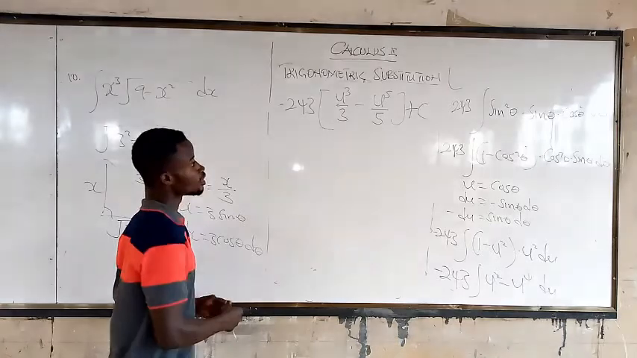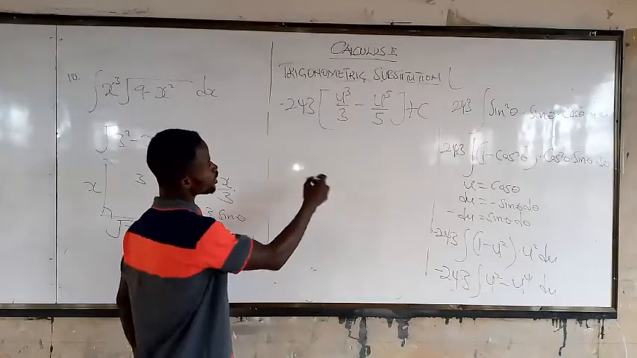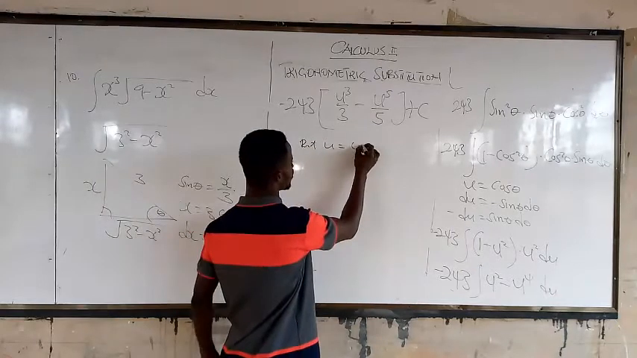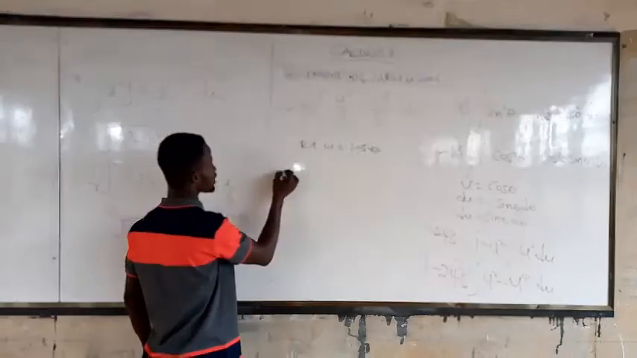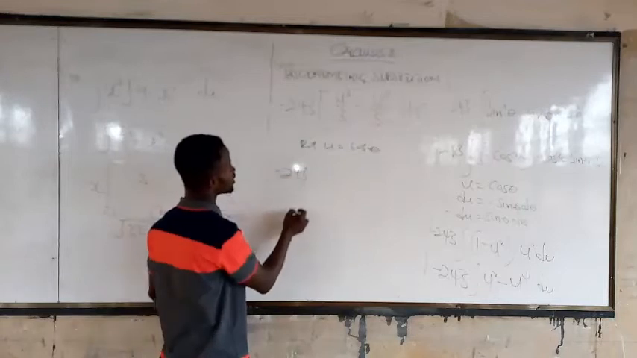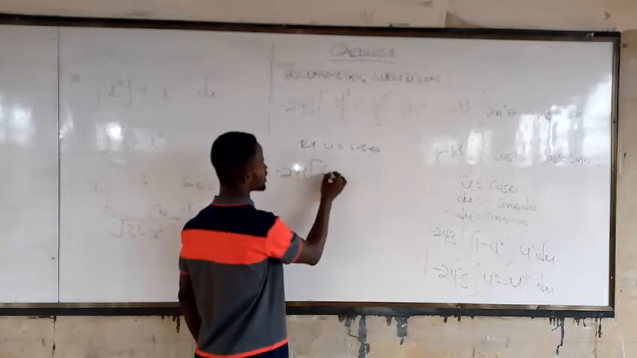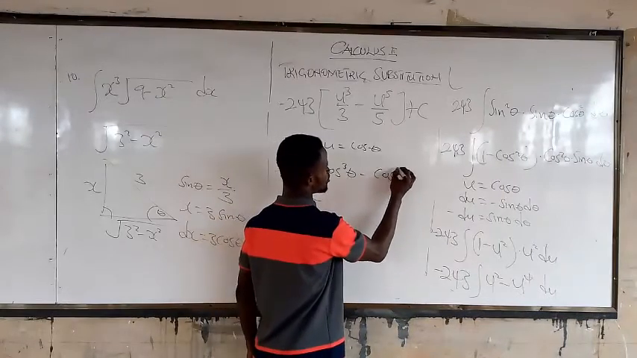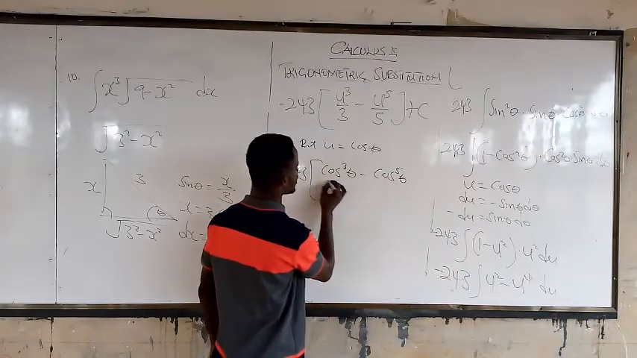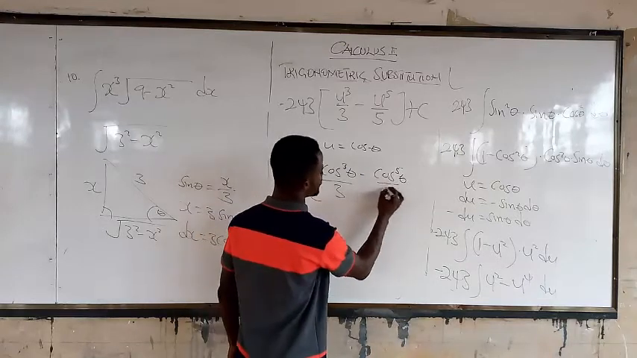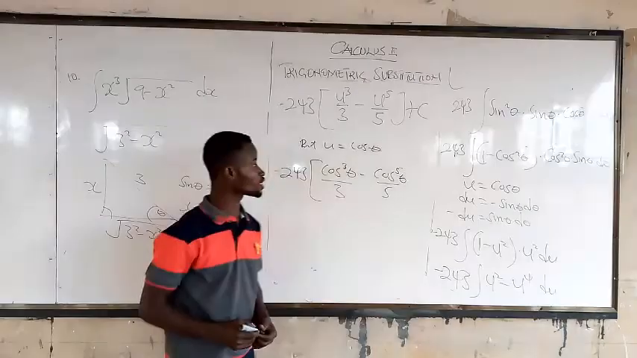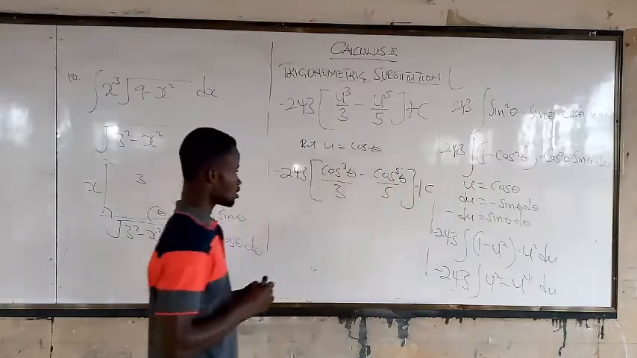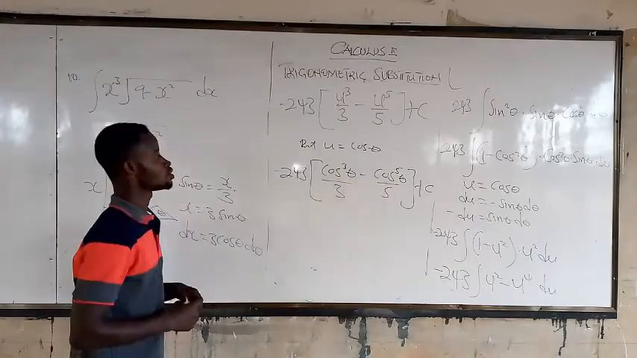Right, exactly. So now, we know that u is what? Cos theta. So negative 243. Then here we get cos cube theta over 3 minus cos to the power 5 theta over 5. I hope you can see that. Good.